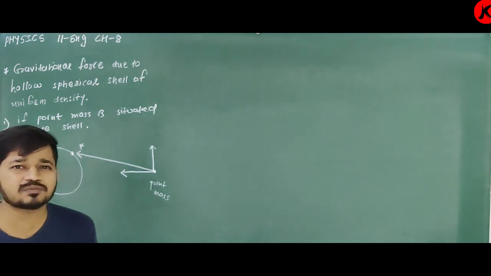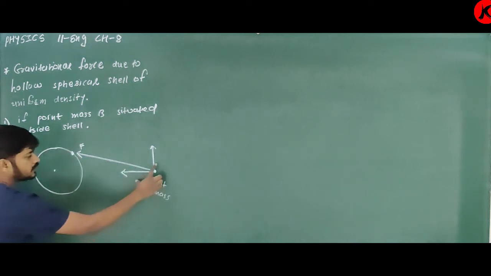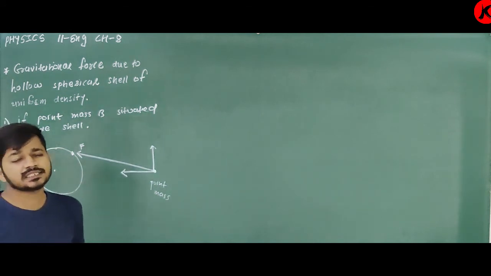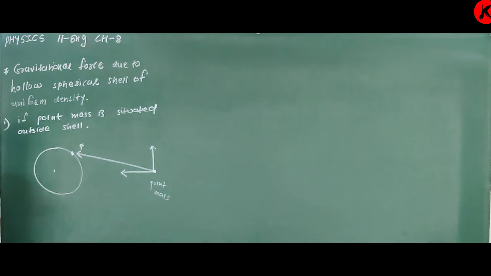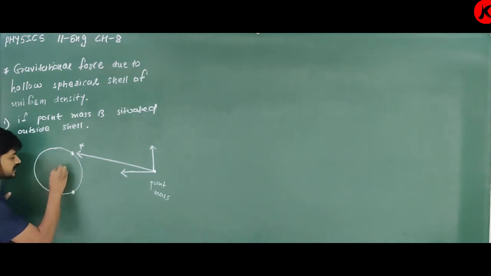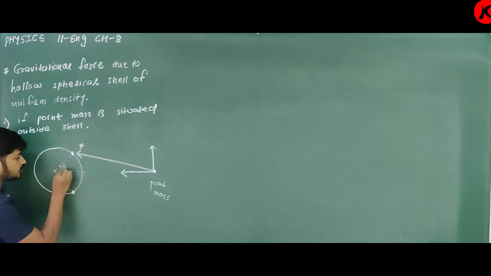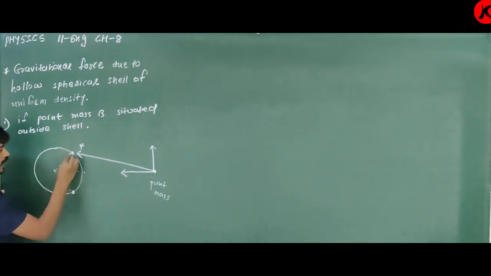So what is the procedure? First of all, on the spherical shell, take one small element, like a point, at this point. Find the force due to this element on this point mass. It is in this direction. Resolve into components. Easy. Now, take another element of the same mass at its opposite point, this side. See, the distance is the same, and this angle is also the same, and you have to consider the same mass.